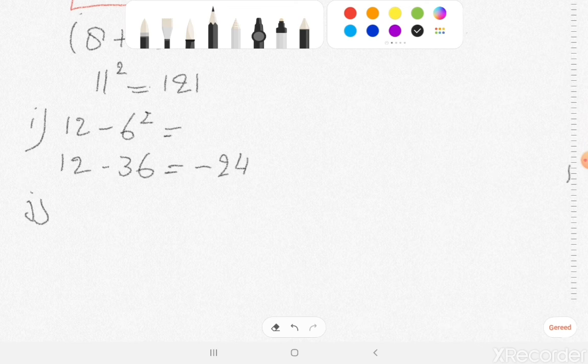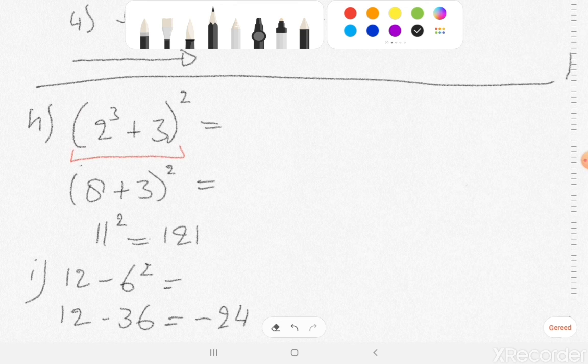J. 6 squared divided by 3 squared. Okay. First, the powers again. I do both powers immediately. So 6 squared is 36. Divided by 3 squared, and that's 9. And 36 divided by 9 is 4. There you go.